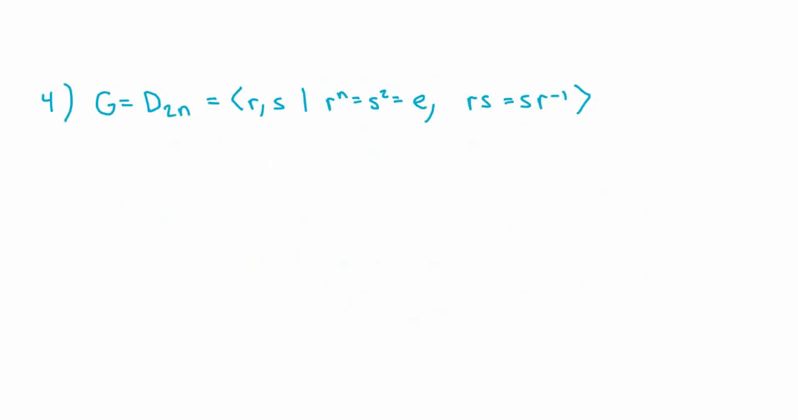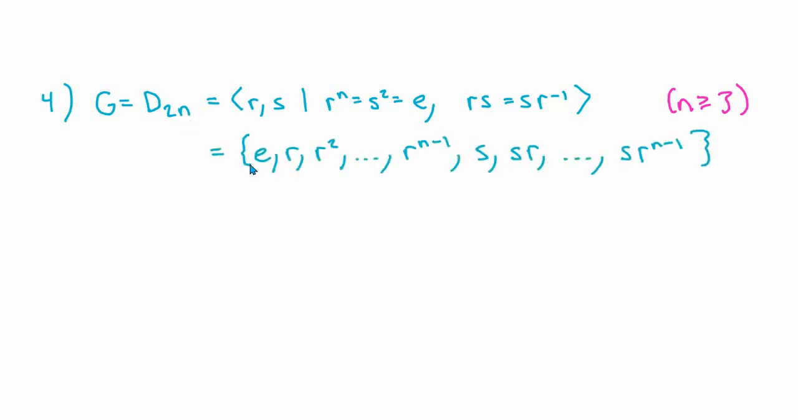Now for our next example, let's take the dihedral group of order 2n, where n is an integer greater than or equal to 3. And let's suppose, as we did in the video on groups of orders 4 through 8, that this group is given to us with the presentation consisting of the generators R and S subject to the relations that R to the n is S squared is the identity and RS equals S R inverse. Remember also that this is the group which describes the collection of all rigid motions of a regular n-gon centered at the origin in the plane.